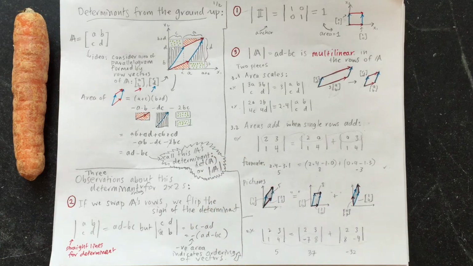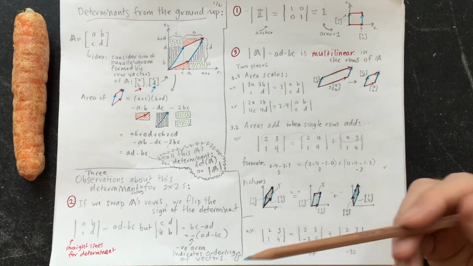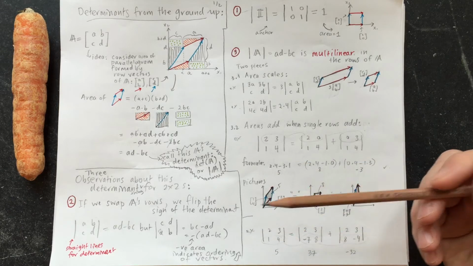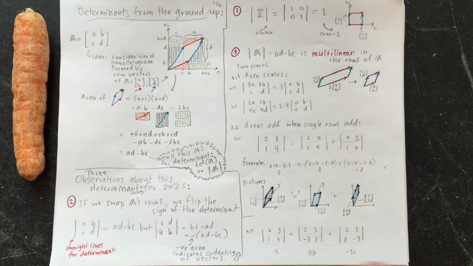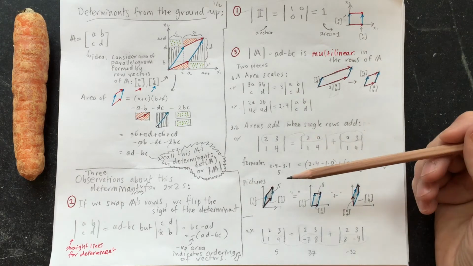So if we swap rows, we change the sign of the determinant. We still get the same magnitude, but we change the sign. We'll generalize that for n by n's to say if we swap any two rows. This is just an observation here. We're going to leap a little bit there.